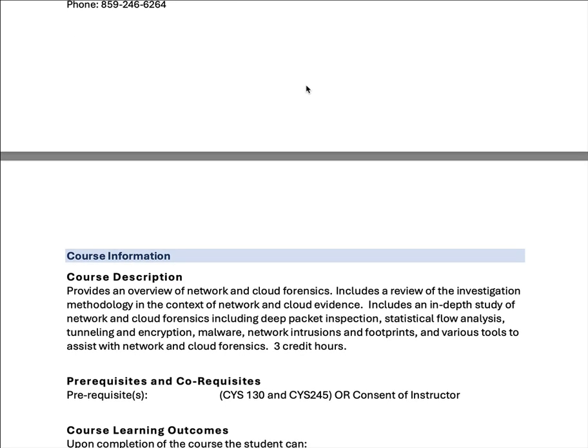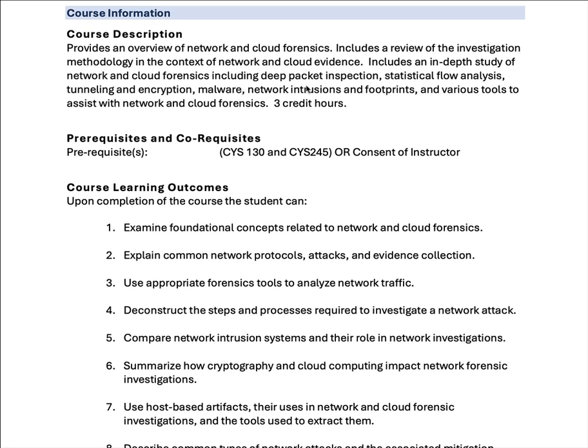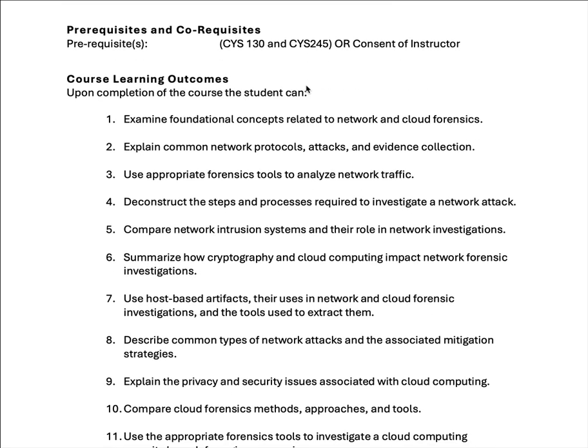Now, I'm not going to read the syllabus to you word by word, but I'm going to try to hit the high points and do that as quick as I can. What we have next is the official course description. This is what appears in the KCTCS course catalog, so you can read that to see what the official description for the course is. This is a 3-credit-hour course. And to be in the course, you need to have successfully completed CYS 130 and CYS 245.